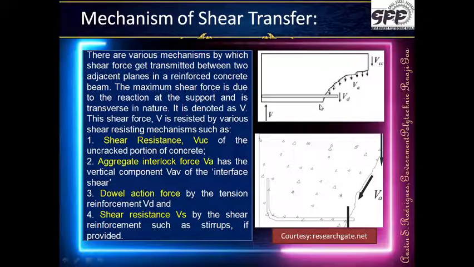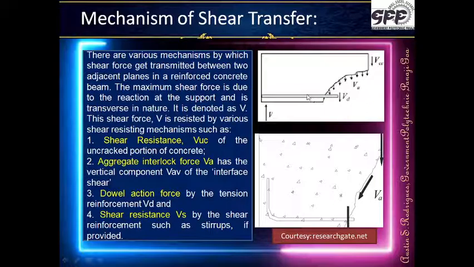Not only this, there may be vertical stirrups or inclined stirrups. Now look at the dowel action and the aggregate interlock. Aggregate interlock may directly act in a plane which is the cutting plane. The vertical component of the aggregate interlock tries to resist the shear force. Shear force is vertical, so over here the vertical component will be resisting.